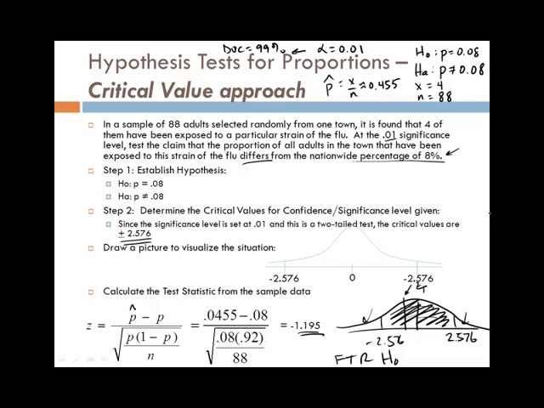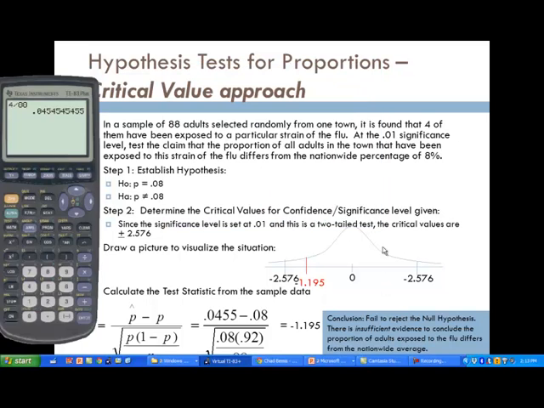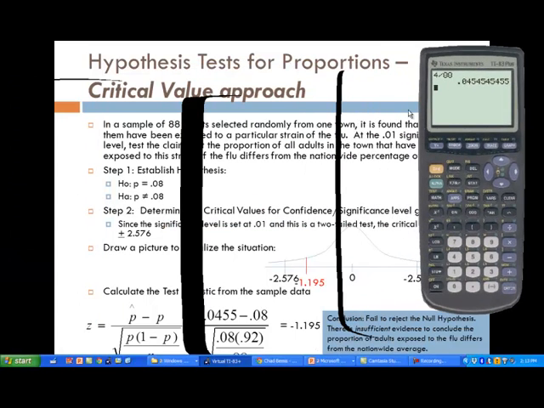And when we fail to reject, we set the defendant free. He's not innocent necessarily, but we set him free. Not enough evidence to convict. Therefore, not enough evidence to support the claim that the adults of that particular town have a percentage of flu sufferers that differs from the nationwide percentage of 8%. So it's a mouthful, to be sure. Failed to reject the null hypothesis. There is insufficient evidence to conclude that the proportion of adults exposed to the flu differs from the nationwide average. Now, there is a shortcut method for doing this, and some calculators differ from others, okay?